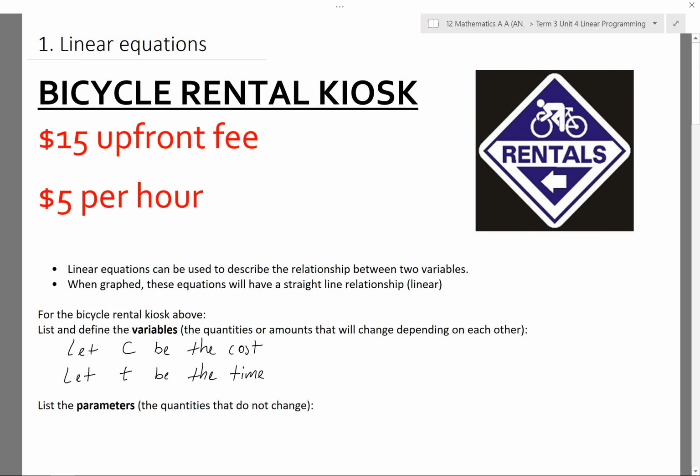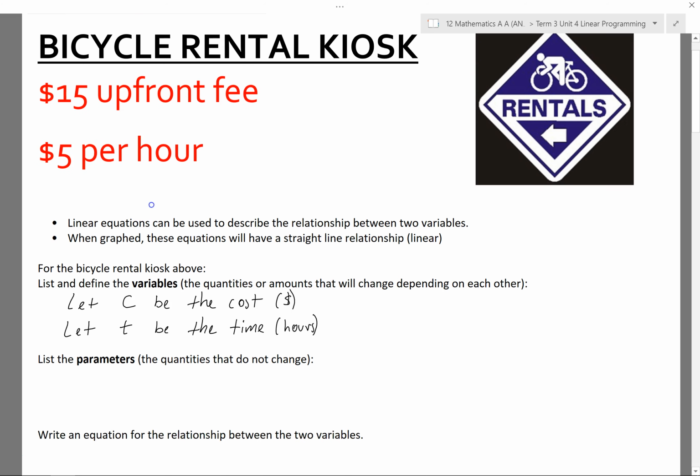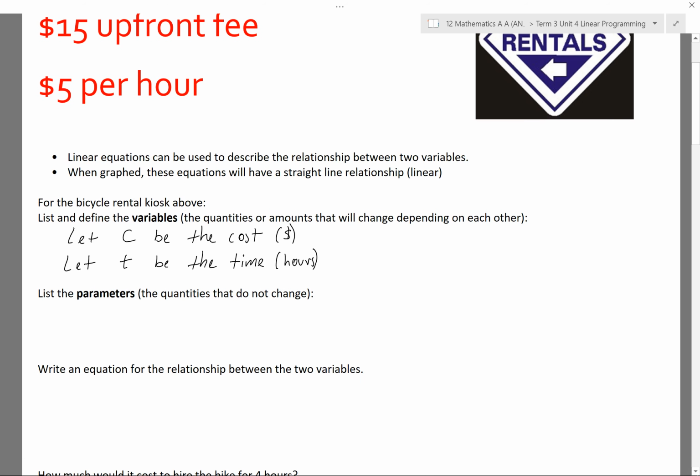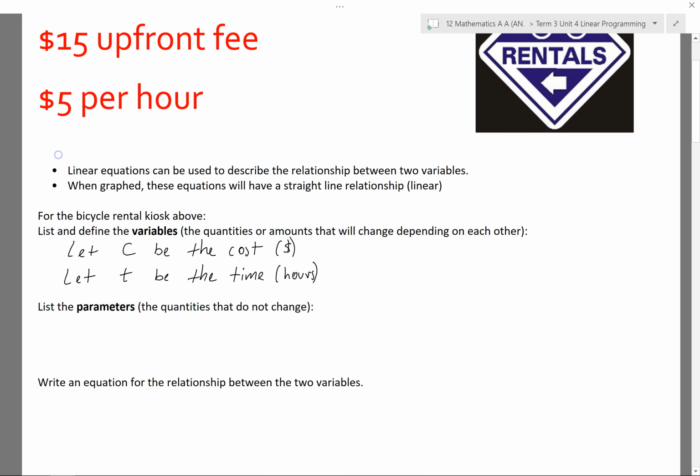I need to make sure that my variables have dimensions as well, or units. So the cost of the rental is going to be in dollars, and the time that we're renting for will be in hours. This will be important when we start substituting values in, making sure that we're substituting in with the right units. I also need to list the parameters, so another new word, the quantities that do not change, and it's basically listing the information from the question.